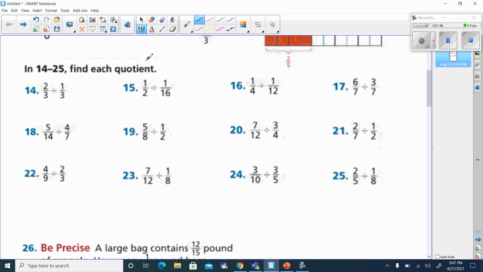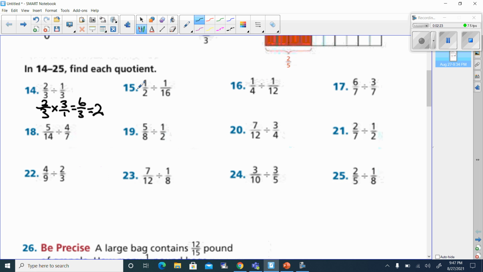Provide each quotient. We have 2/3 divided by 1/3. Well, again, using keep, change, flip, we keep the first one the same. We multiply, and we flip the second one. And now we see we have 2 times 3, which is 6. 3 times 1, which is 3. And 6 divided by 3 equals 2.